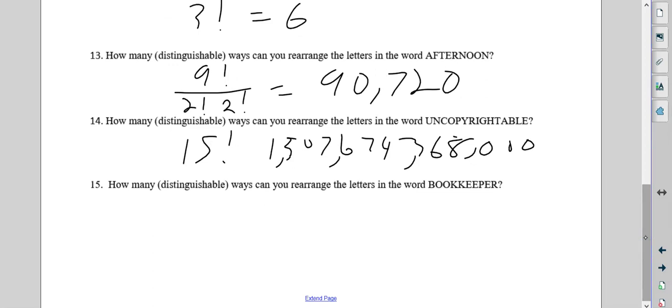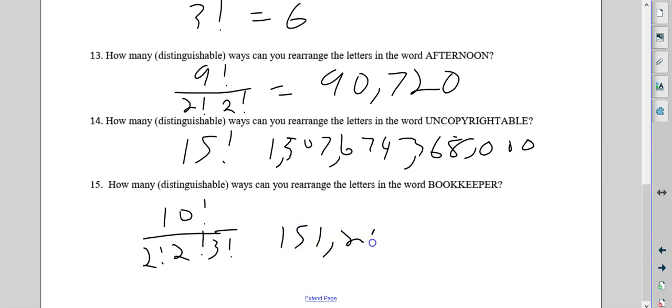All right. What about the word bookkeeper? Well, there's 10 letters in bookkeeper, and there are 2, 2, and 3 repeating letters. So that gives us 151,200 different possible rearrangements.